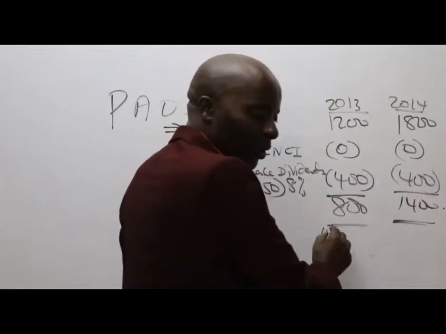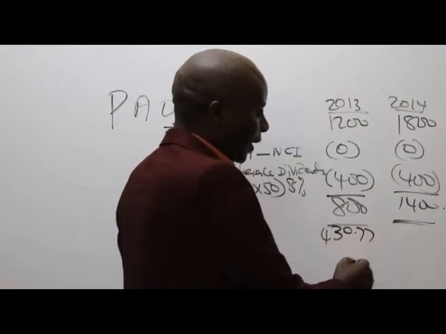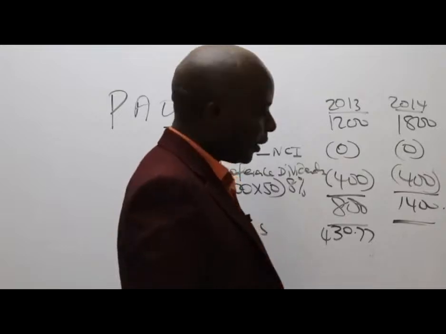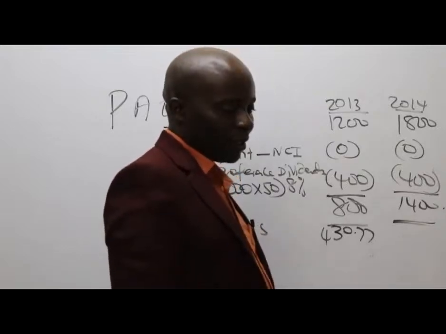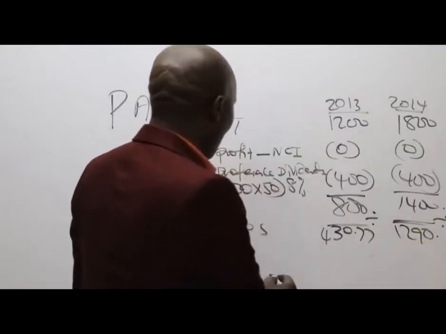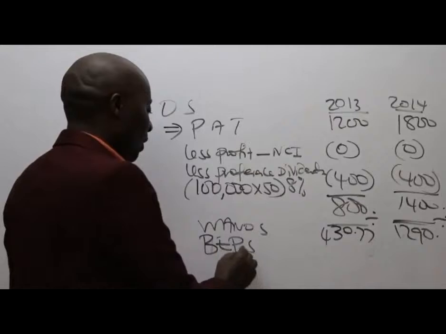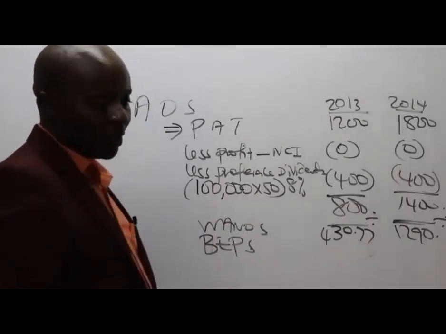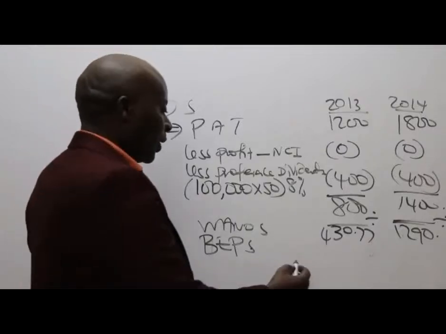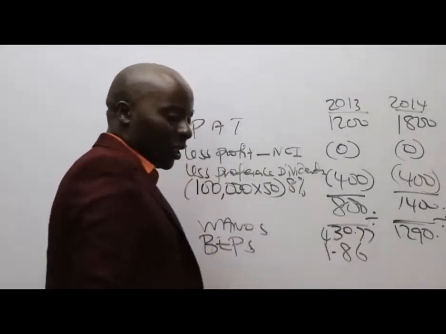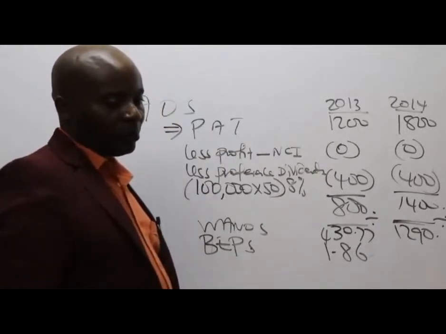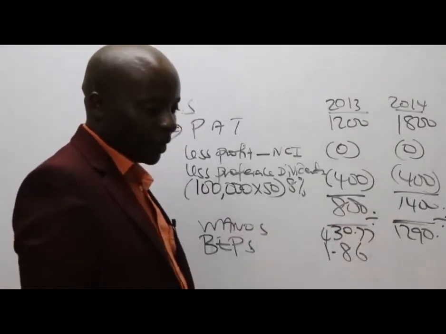You said it was 430.77, isn't it? And then for 2014, how much was it? 1290. So please go ahead and divide for you to be able to give us the basic EPS. So the first one here is 1.86. How about the second one? You're taking this divided by this, which gives us 1.08.